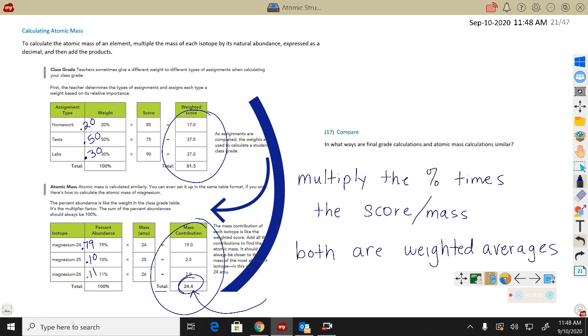Okay, kind of get that, right? So we'll practice this quite a bit so that we get to be masters of weighted atomic masses.